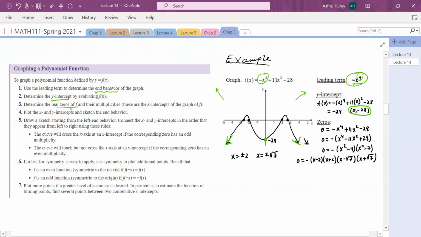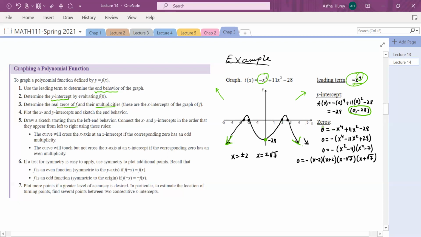And again, we find the zeros of the function. The zeros of a function have more or less the same interpretation as the x-intercepts. Okay, so find the zeros of the function and then their multiplicity.